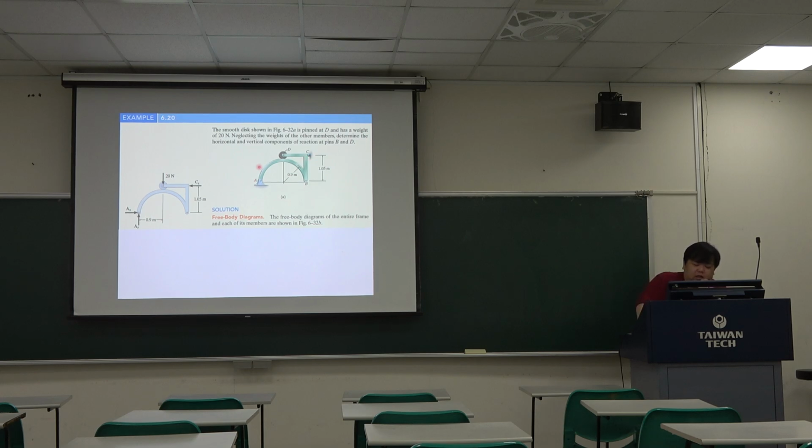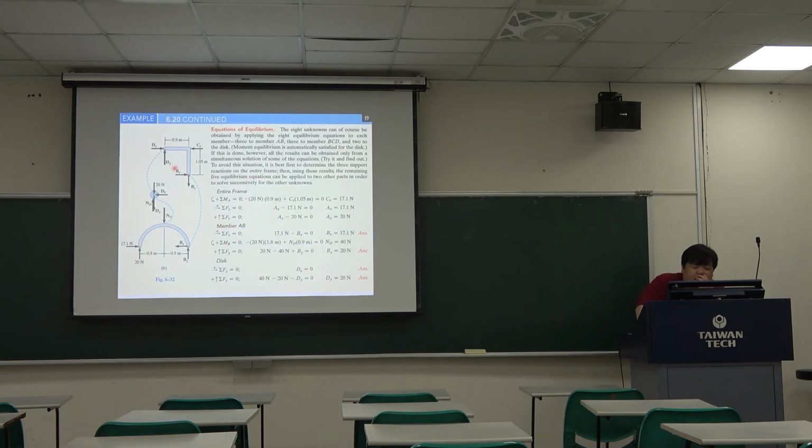So, the entire member free body diagram is like this, just the external forces. These are 2 reaction forces. This is the reaction force coming from point C, support C. And we also have the weight on the pin, or this. Okay, so we can draw this free body diagram first.